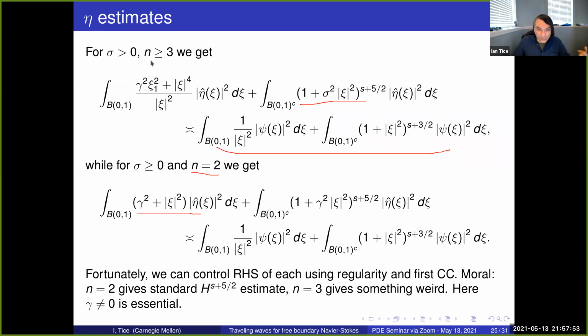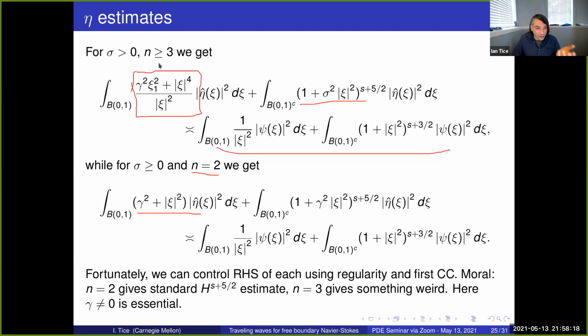However, when the dimension is 3, which is in some sense the dimension we actually care about, our low frequency multiplier is something very strange. It's this function right here. And you can see this does not provide standard control in a standard Sobolev space. So this is not something we can use to get standard Sobolev control, and therefore we're forced to work with this in a new framework.